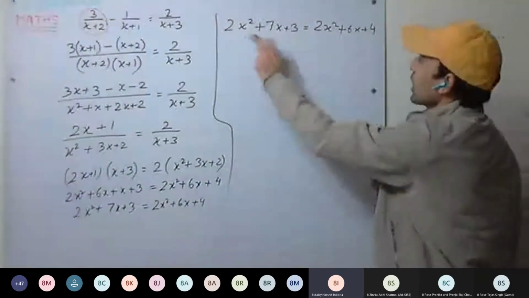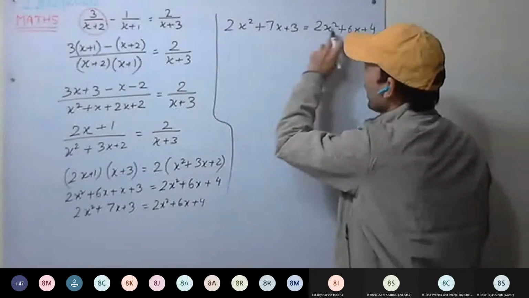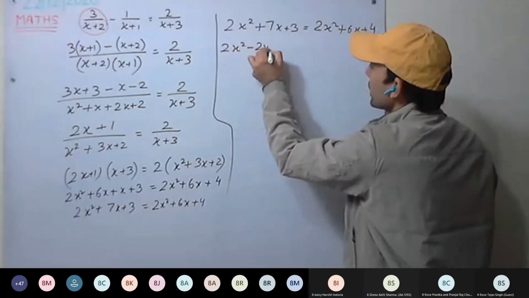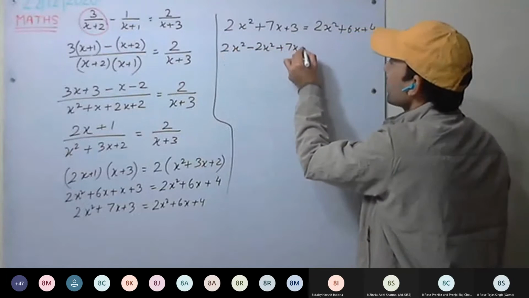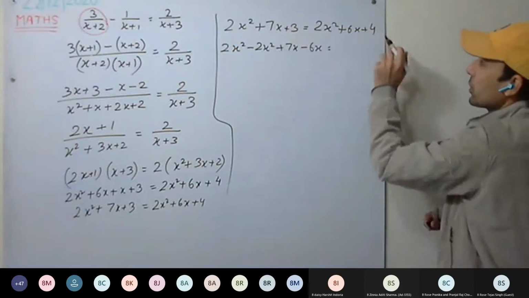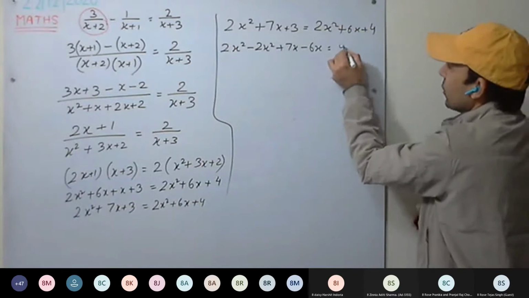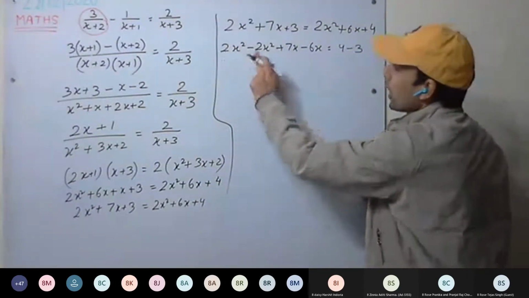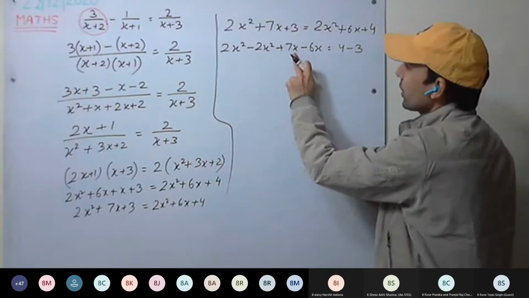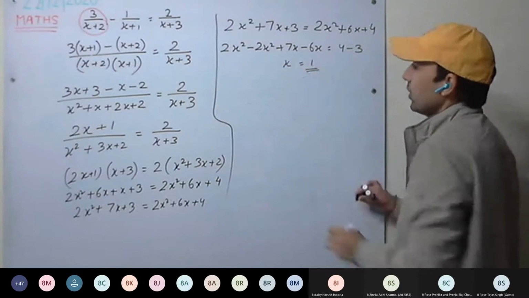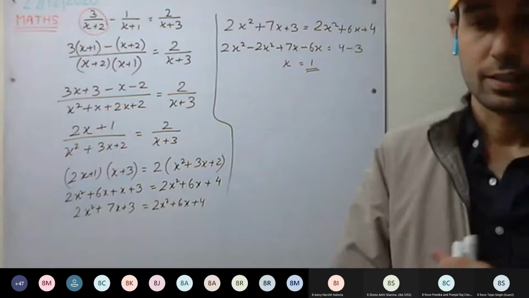Just a minute. Now take all the x terms on the left hand side: 2x square minus 2x square plus 7x minus 6x, equal to all the numbers on the right hand side, 4 minus 3. Understood this step? 2x square minus 2x square is 0. 7x minus 6x is x, equal to 1. Understood?